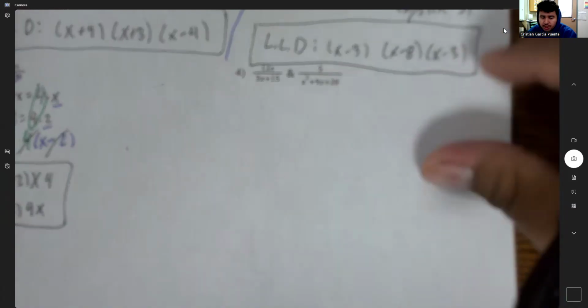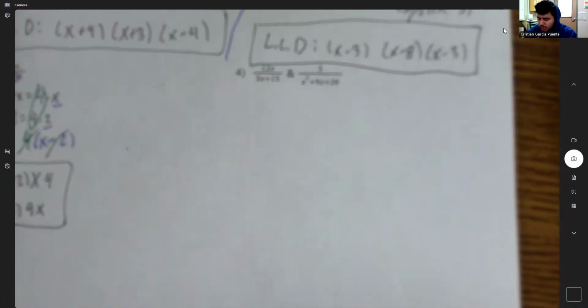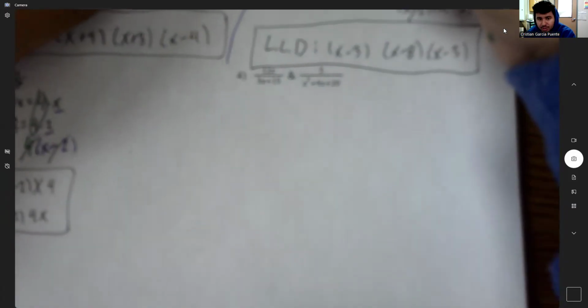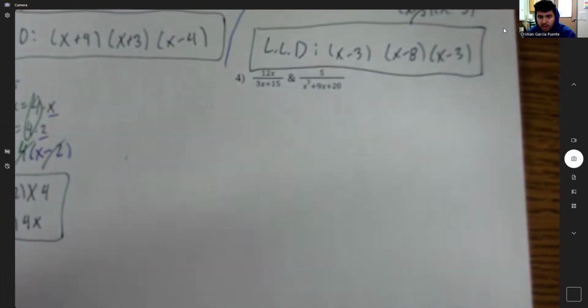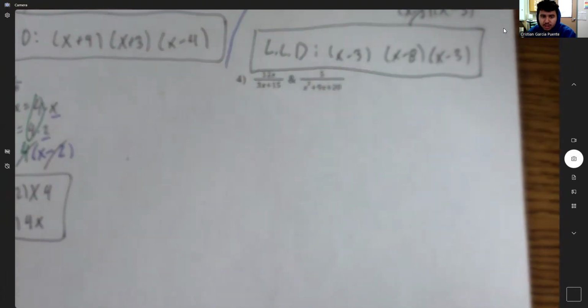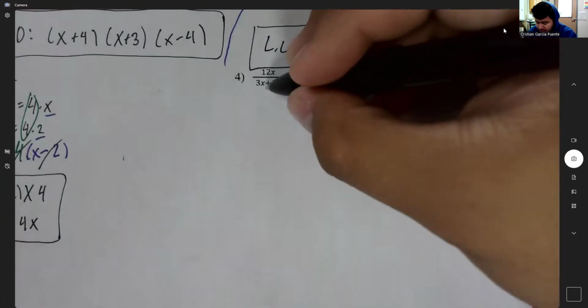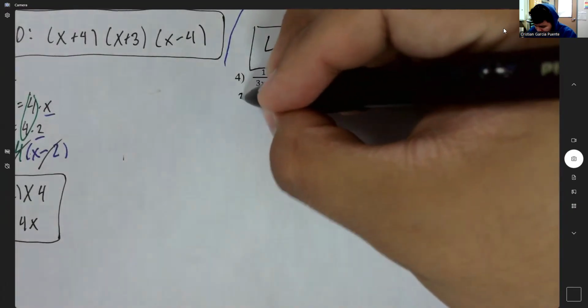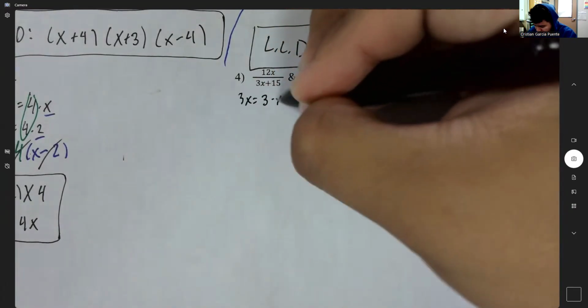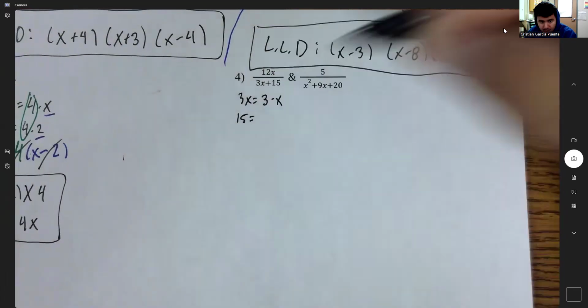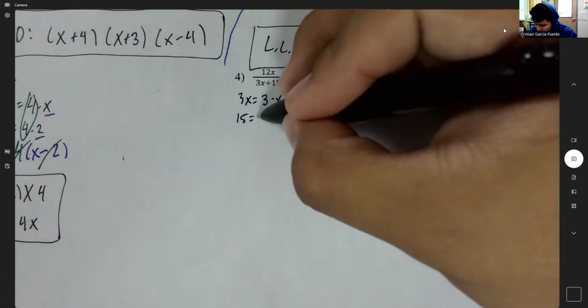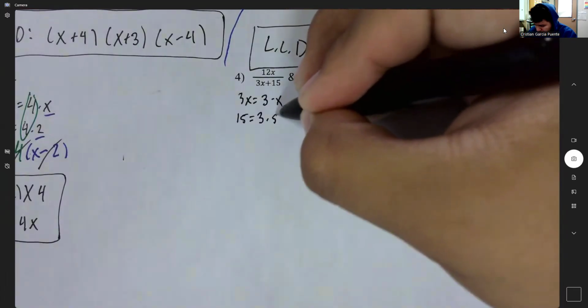what you're gonna do is, again, since you have x plus a number, whenever you have x plus a number, you're just gonna do the same thing. You're just gonna list it. So you have 3x is just equal to 3 times x, and then 15. Can you rewrite 15 as 3 times a number? You can. 3 times 5. You just rewrite that as 3 times 5.